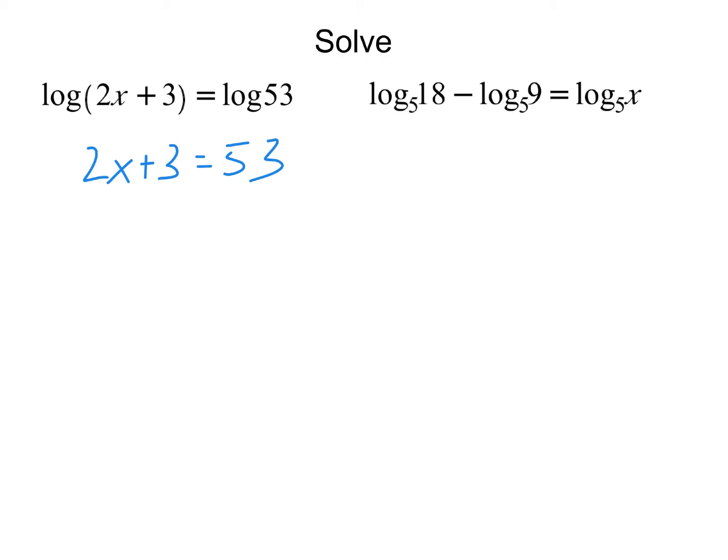Now that is a lot simpler of an equation to work with, right? So we solve it like we normally would. We subtract 3 from both sides, which gives us 2x equals 50. I divide both sides by 2, x equals 25. Final answer done.